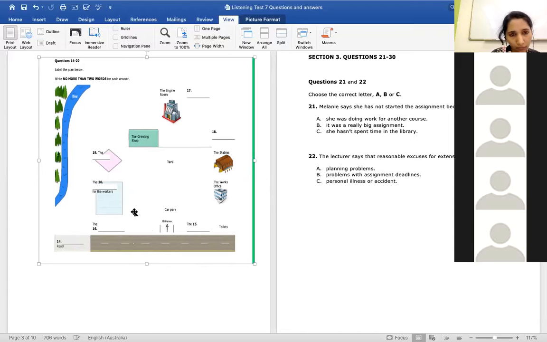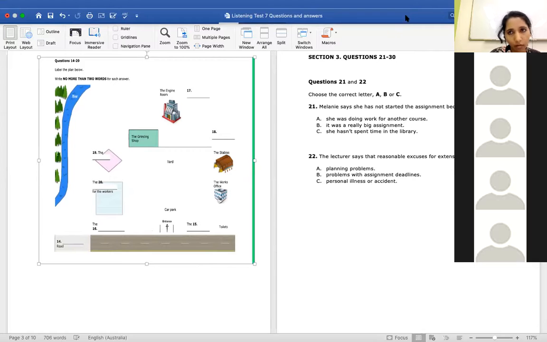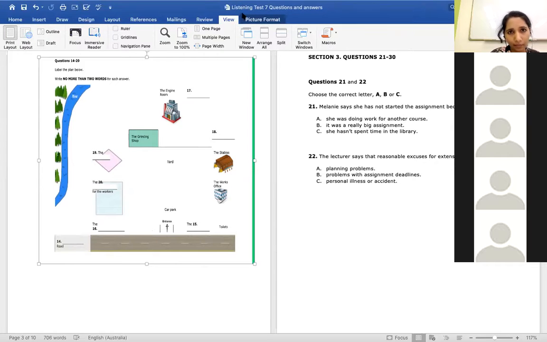Here, locate where the numbers are next to what. I have one question: will the answers be in the sequence, like 14, 15, 16, or could it be anything? From the map, it's mostly in the sequence. Okay. Now listen and answer questions 14 to 20.